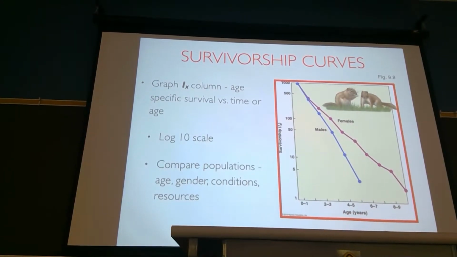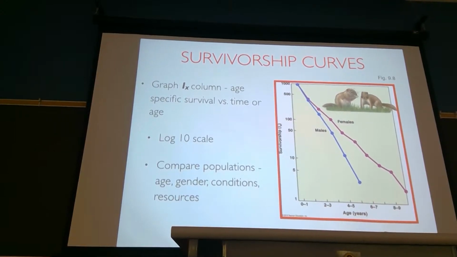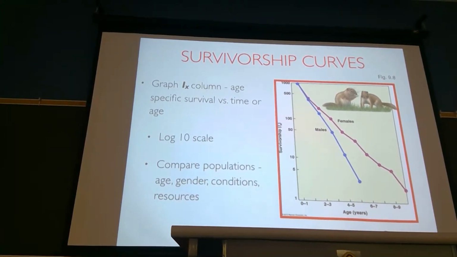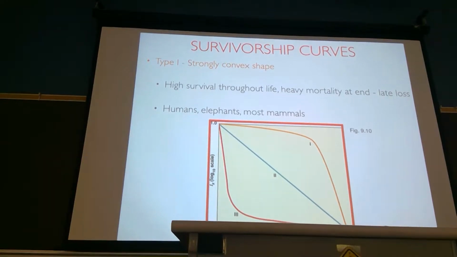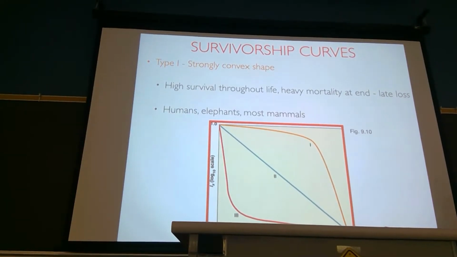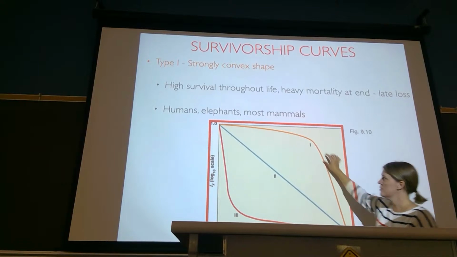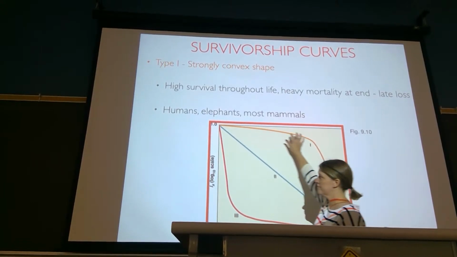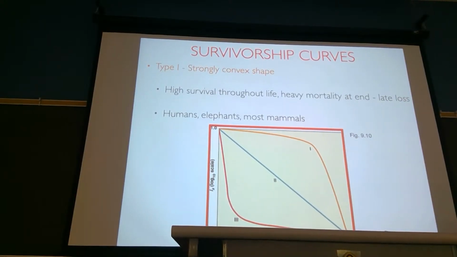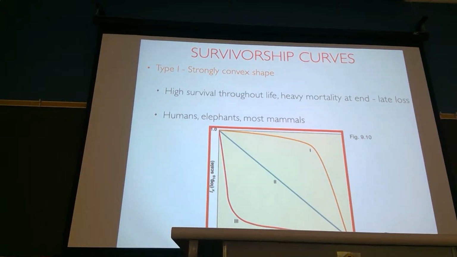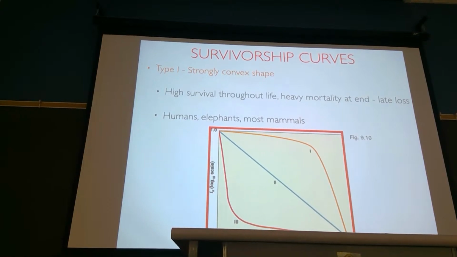In terms of survivorship curves, there are three classic forms that the survivorship over the life cycle of an organism can take. The first one is what we call a type 1 survivorship curve. It has a kind of plateau shape. In a type 1 survivorship curve, we see high survival throughout their life and then heavy mortality when they get old and die.